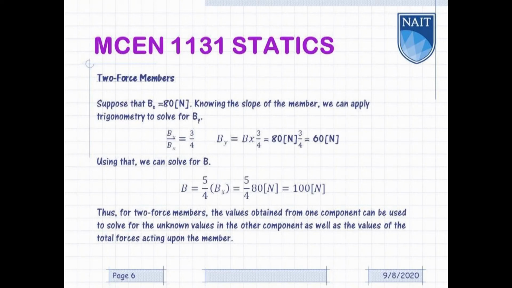Continuing from the previous figures, let us suppose that B subscript x is equal to 80 newtons. Knowing the slope of the member, we can apply trigonometry to solve for B subscript y as shown here. Using that, we can further solve for B. Thus, for two force members, the values obtained from one component can be used to solve for the unknown values in the other component, as well as the values of the total forces acting upon the member.